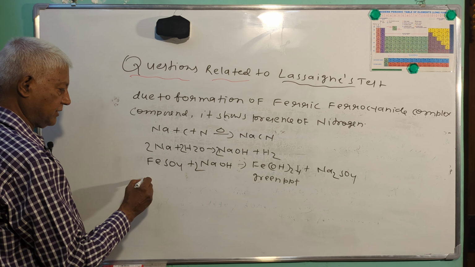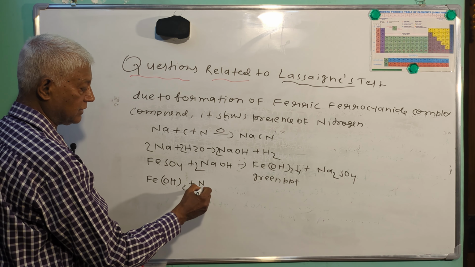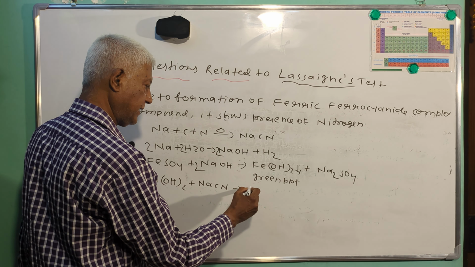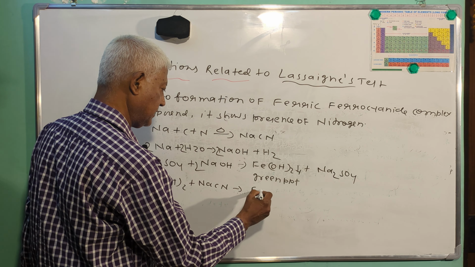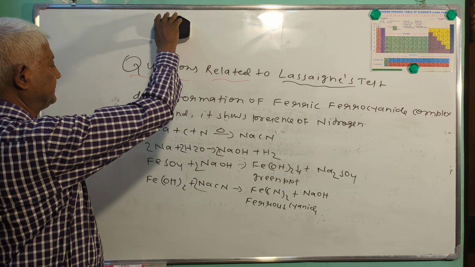After the formation of the green precipitate, that reacts with sodium cyanide, one of the products over here. So what we get is Fe(CN)2, ferrous cyanide, plus sodium hydroxide. How many CN? 2. So that is ferrous cyanide.